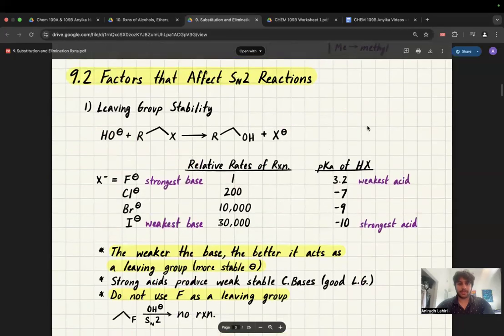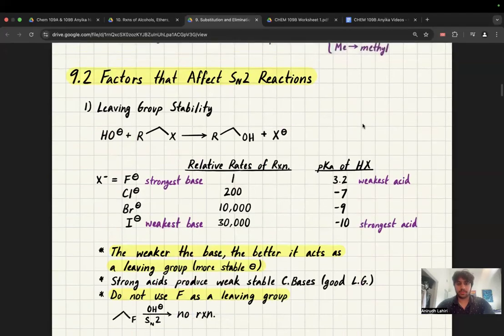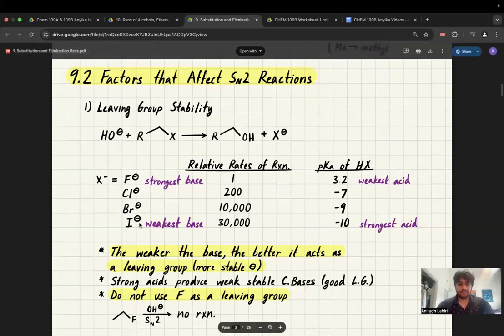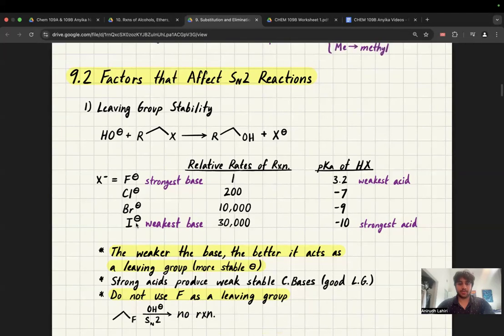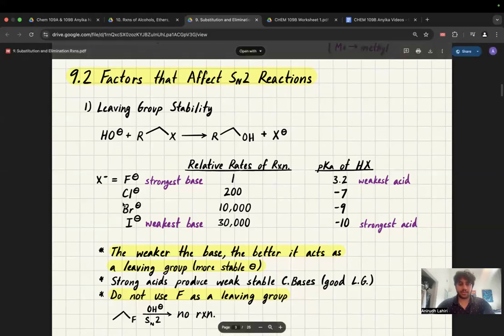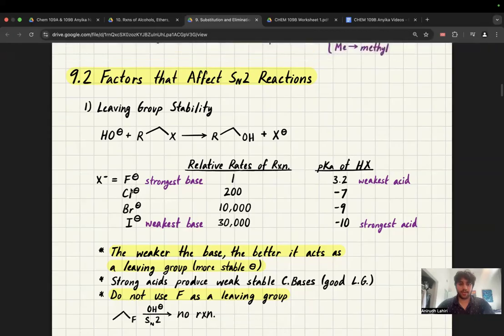Okay, factors that affect SN2 reactions. So leaving group stability is the major one. If we see here, I, if you looked at a periodic table, is significantly larger than Br, significantly larger than Cl, significantly larger than F, right? Cl, Br, and I all have the same modes of reactivity. F is a little bit different.